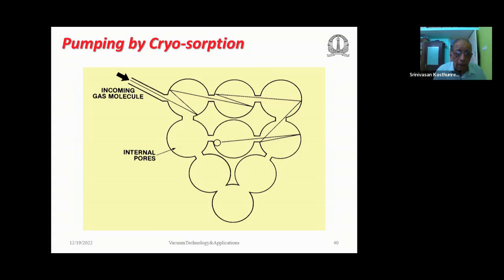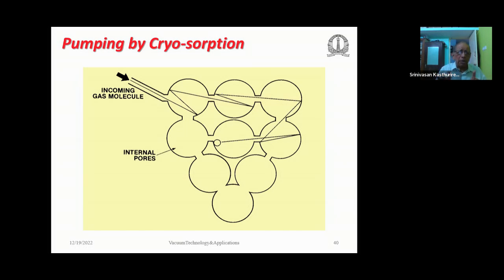Now, this trapping can happen not necessarily at very low temperature. It can happen even at a slightly elevated temperature, because gas molecules will be entering and then they'll keep moving into the pores like this, right? Now, this process of holding the gas molecules is what is called adsorption. By van der Waals forces, the gas molecules are attracted to the surfaces, and therefore it is called cryoadsorption or cryosorption. So the pumping of the gas molecules takes place by the process of cryoadsorption.